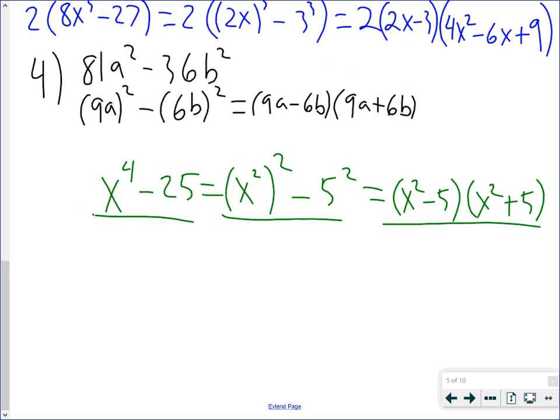So you should be able to do that. Same thing with cubes. If we gave you something like x to the 6th minus, say, 27, you should be able to tell that's the same thing as x squared all to the 3rd minus 3 squared. You should be able to tell that those are the same thing. X to the 6th is the same thing as x squared to the 3rd. And you should be able to tell that this is going to be a difference of cubes.